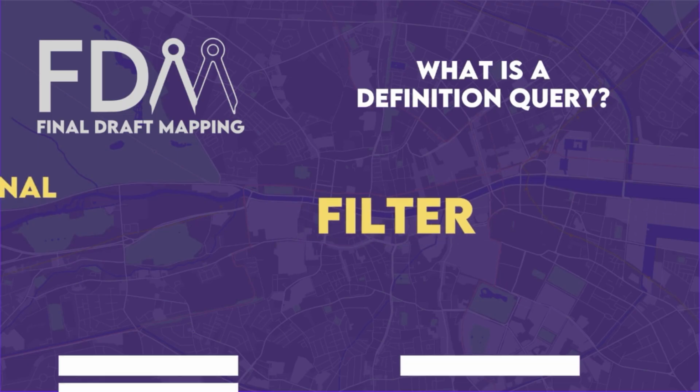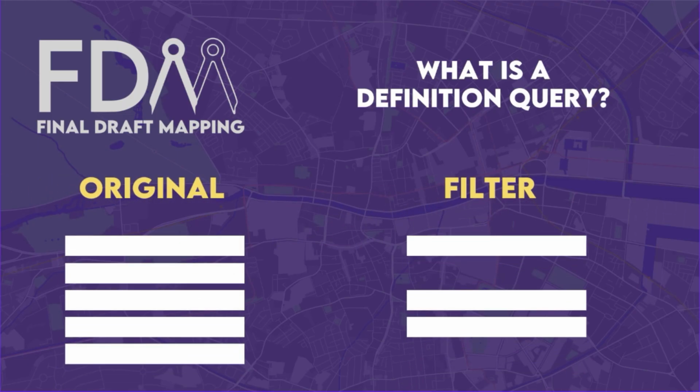Let's take a look. Over on the left hand side we have 5 rows from an original dataset, and on the right we have filtered out 3 rows. These rows were filtered out based on specific criteria. In this instance, where the attribute was equal to A.